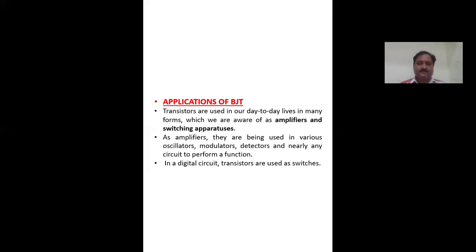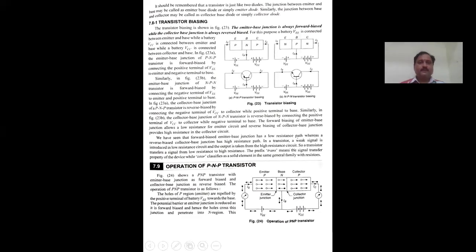Transistor is also used as a NOT gate. That means NOT indicates reverse. If input is high, output must be low. If input is low, output must be high. This is called switching, on and off. This transistor is also used as a switching device. And transistor biasing.